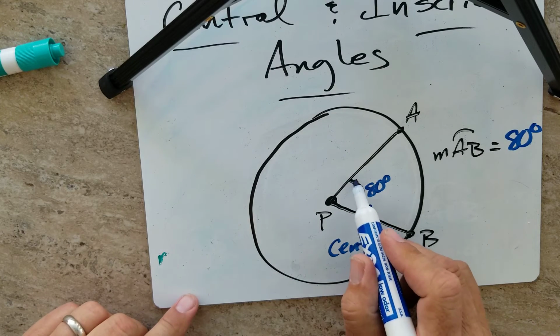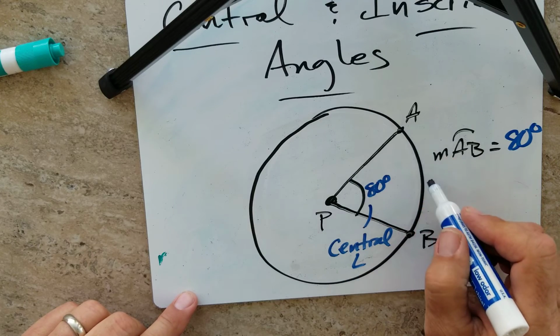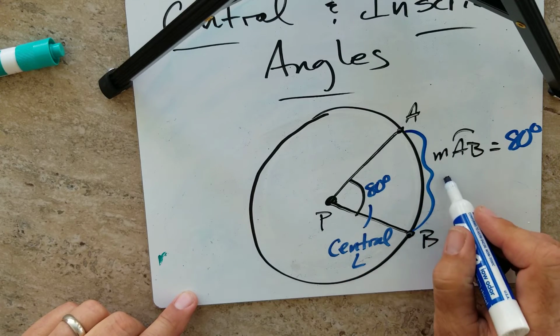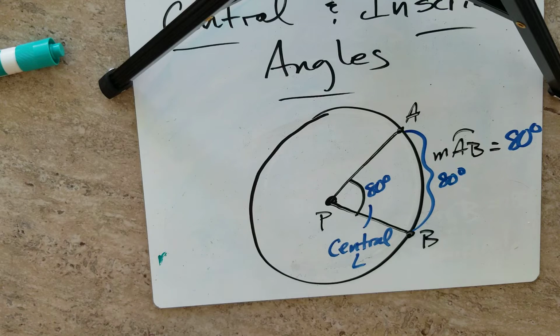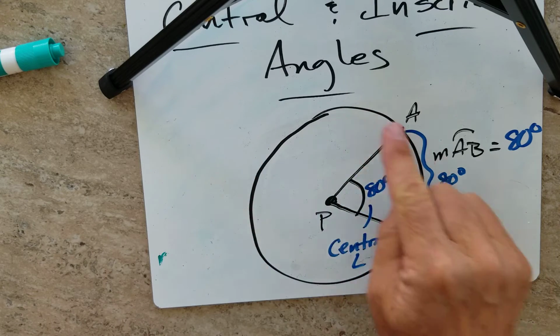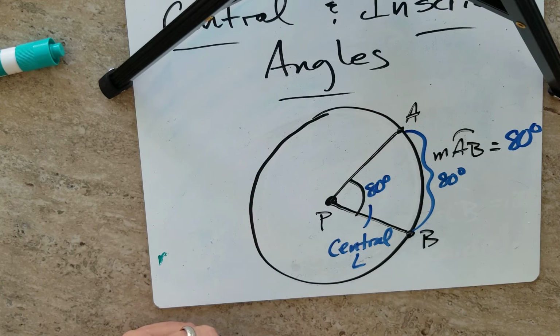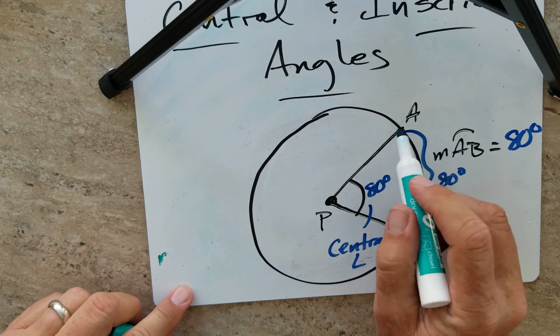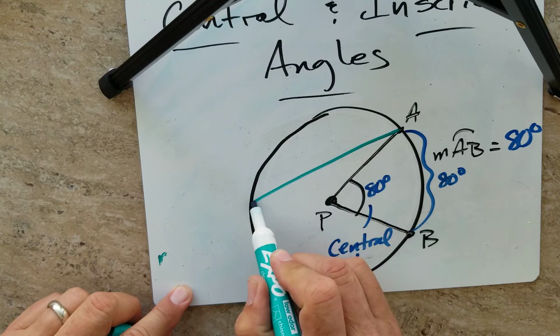So not only is this angle here 80 degrees, but so is this right here. This whole arc is also 80 degrees. That's 80 out of the 360, okay? But then there's something else called an inscribed angle. So that's a central angle. Here's an inscribed angle right here. Check this out.